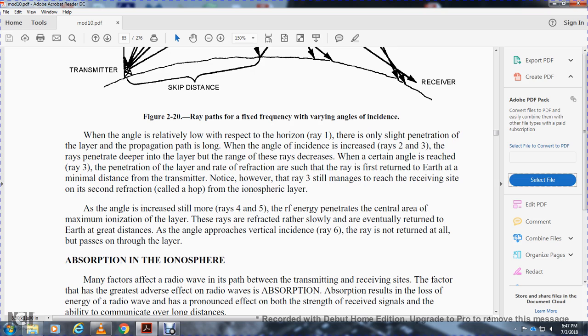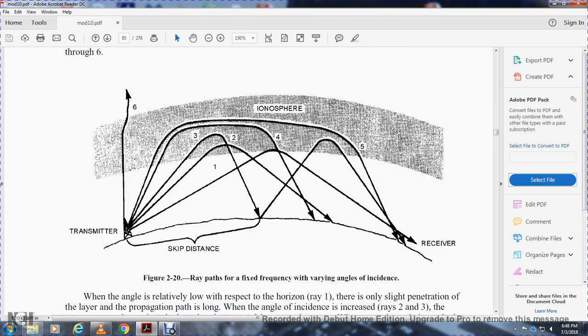As the angle increases still more, through rays 4 and 5, the radio frequency energy penetrates into the center area of the maximum ionization layer. The rays are refracted rather slowly and eventually return to Earth at either a great distance or at an angle approaching vertical incidence. Ray 6 is not returned at all, but passes through all the layers.